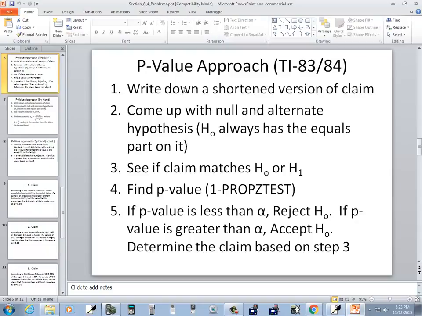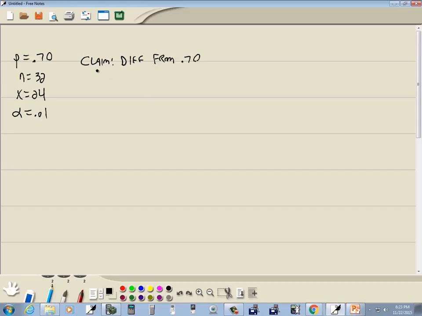Well, step 1, write down a shortened version of the claim. We just did that. Step 2, come up with a null and alternative hypothesis. Now these are P's here. Different from, that's a not equal. Not equal goes on H1. So that's not equal 70%. And always the symbol we put on H naught is equals.